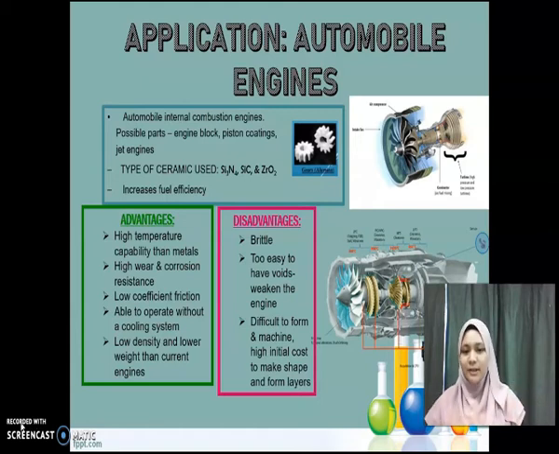Advanced ceramics are brittle, easy to have voids, and difficult to form and machine. This is because we need to make a lot of layers for it to work. That makes it have a high initial cost to make the shape and layers. That's why the industry always takes special precautions and checks each of the components so we can use it in optimized performance.